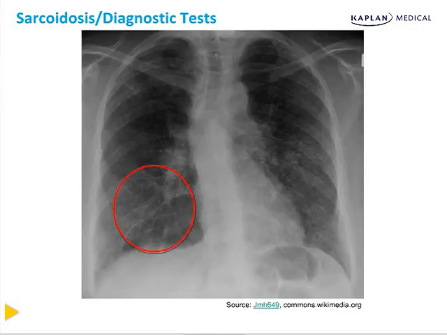Here's an illustration of what sarcoid can look like in the lung. You do see some bilateral adenopathy here around the lung hila, and you also see this interstitial infiltrate, particularly in the right lower lobe of the lung.